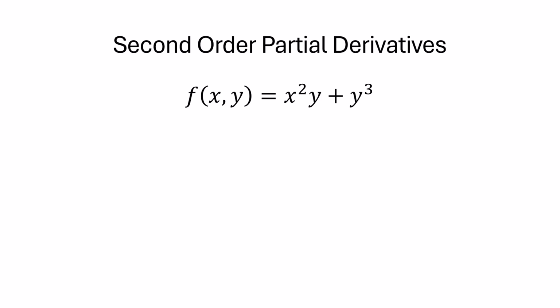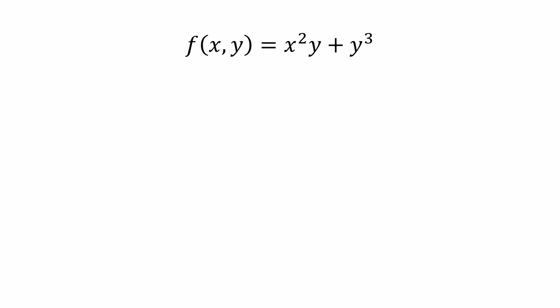In this video, we will compute the second order partial derivatives of f of xy equals x squared y plus y cubed. To begin, we find the partial derivatives of f of xy equals x squared y plus y cubed. We first find the partial derivative with respect to x.